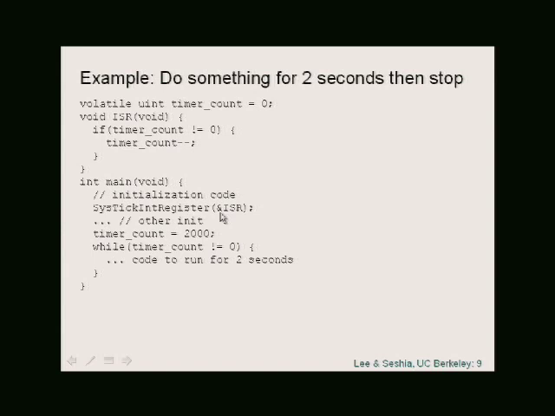Okay, so let's look at the ISR routine. What it does is really simple. It checks if timer count is not equal to 0. And if it's non-zero, then it decrements it and returns. So that's what the ISR does. Let's look at this code, for example. Let's look at the timer count variable. It's a static variable. It's a global variable initialized to 0. It's an unsigned int.